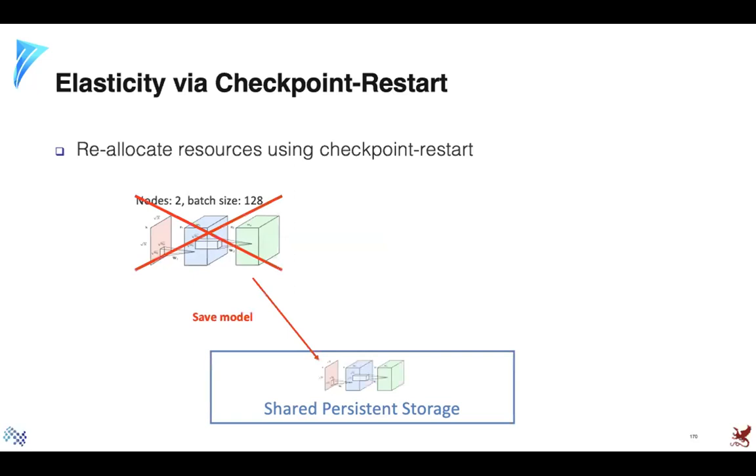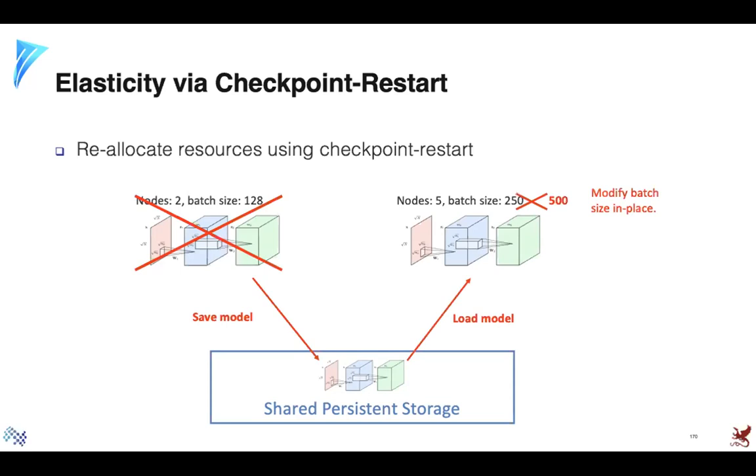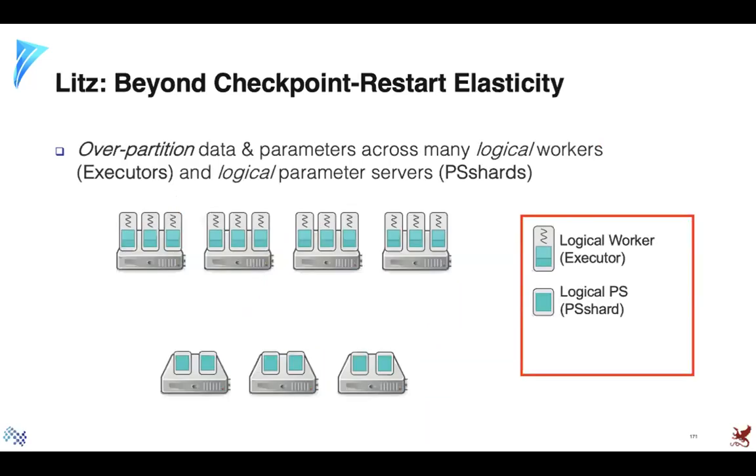So this is when, say we have a model that's currently running on a cluster. When we want to reallocate its resources, we're going to save its model to some kind of shared persistent storage, like NFS or another type of distributed file system. And then we're going to stop this job, and then start the job again and continue training from where it left off, potentially using a different number of resources. So checkpoint restart is enough to cover about 80% of the need when it comes to elasticity.